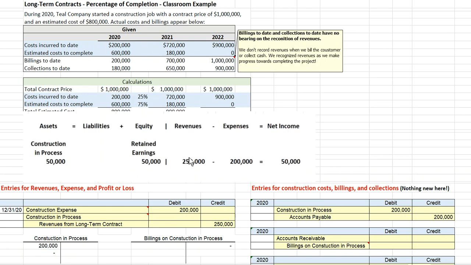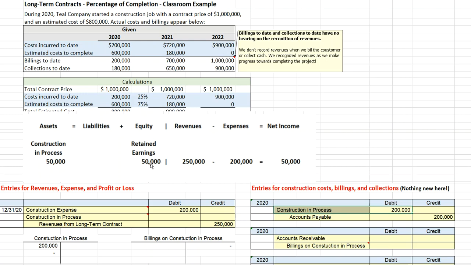In terms of our accounting equation, we're going to report 25%, or $250,000 in revenues. We're going to report a cost or an expense equal to the construction cost we've incurred. That's the $200,000 in expenses. So we would have $50,000 in profit, which of course increases retained earnings.